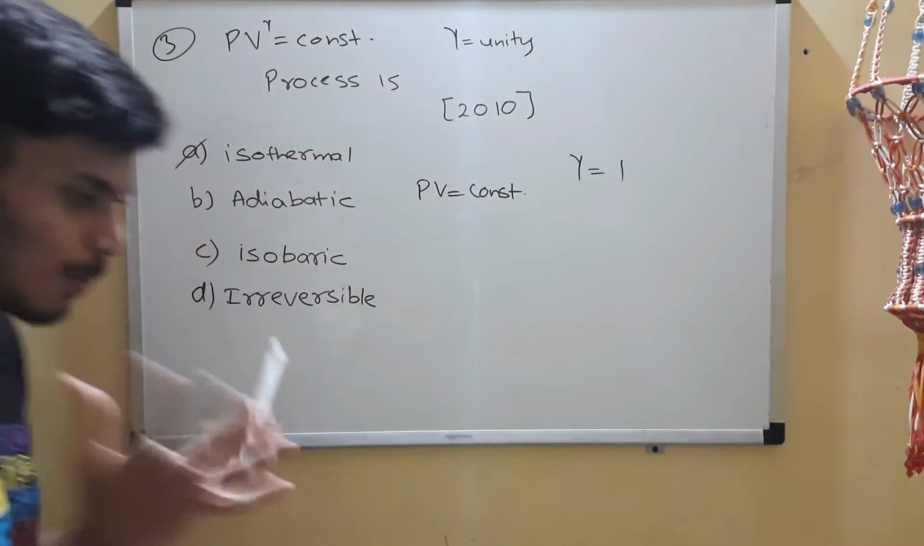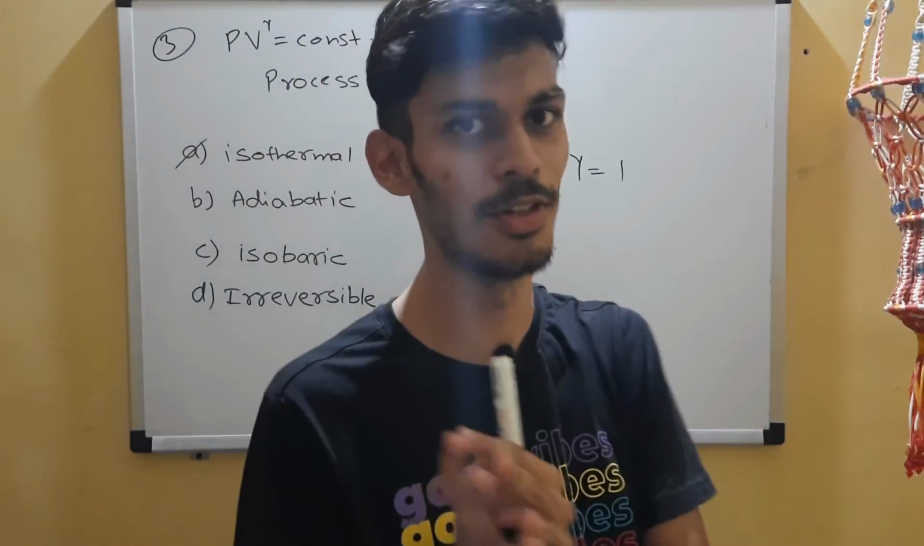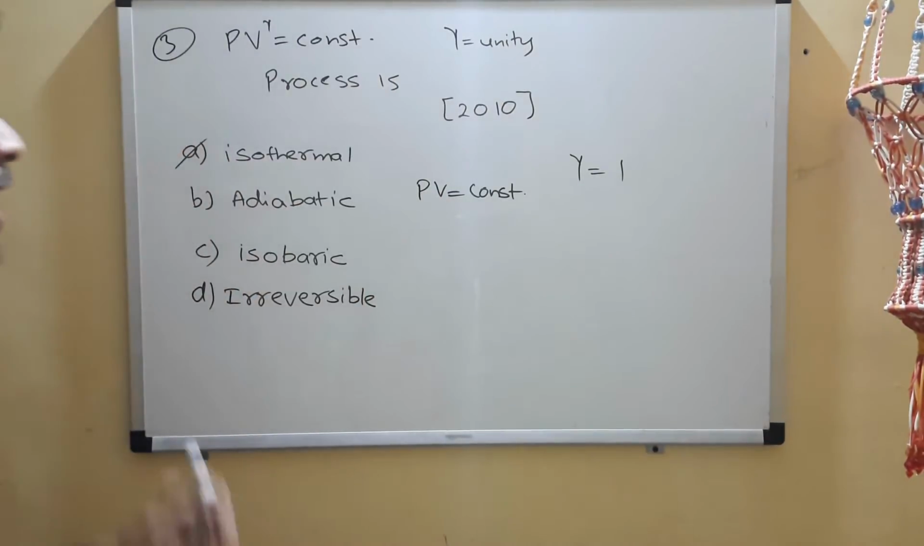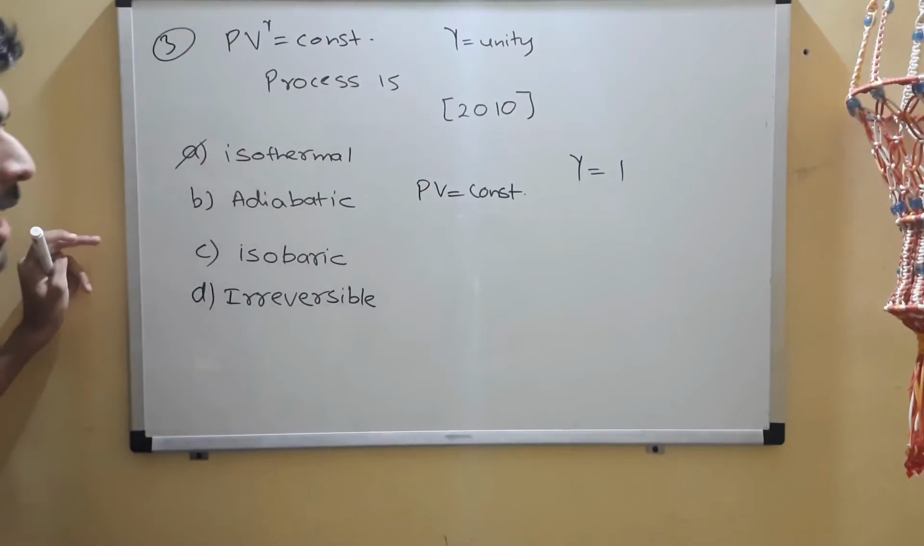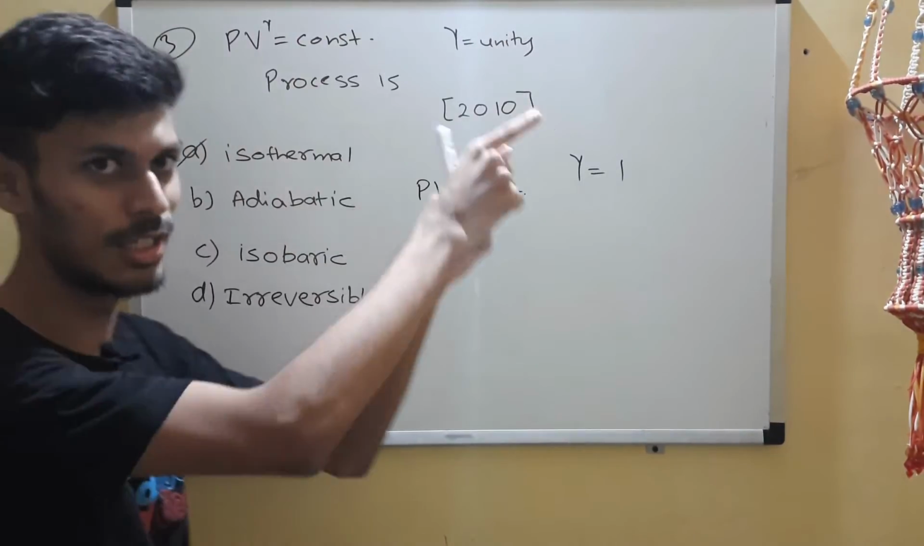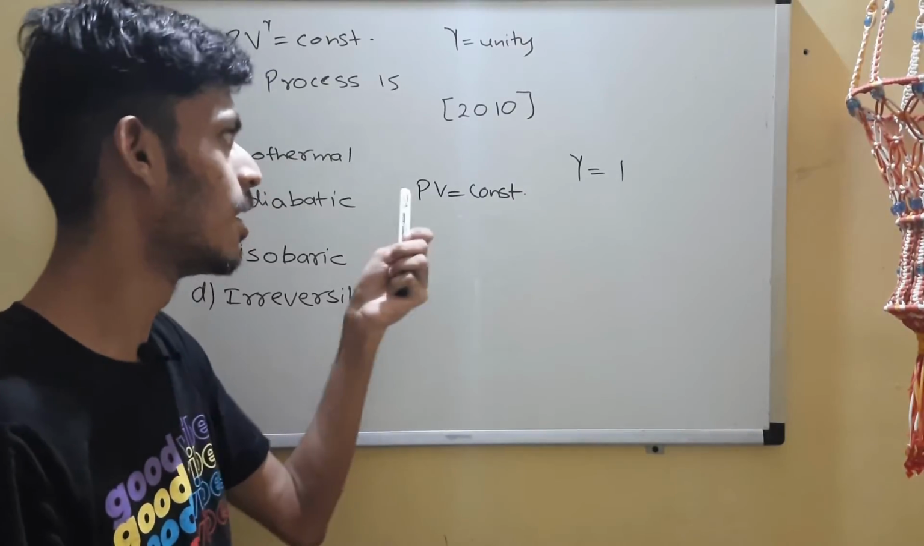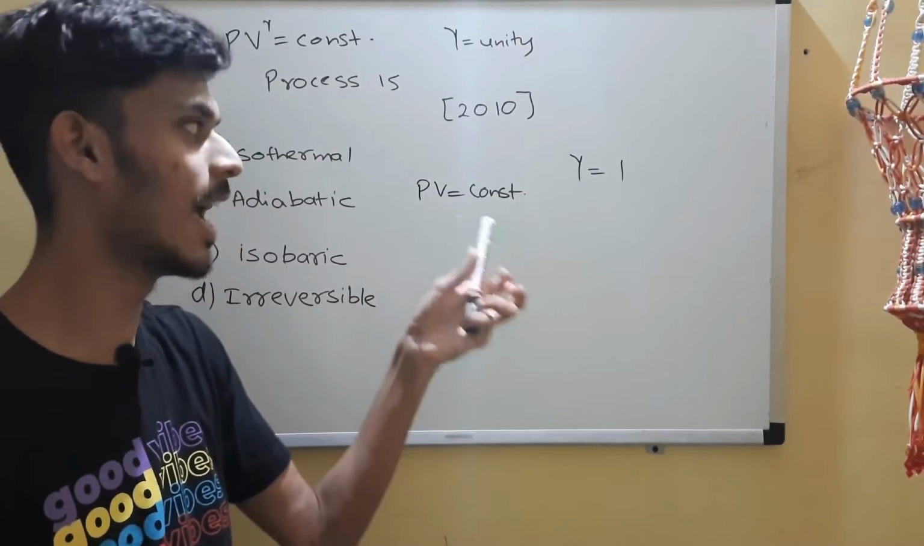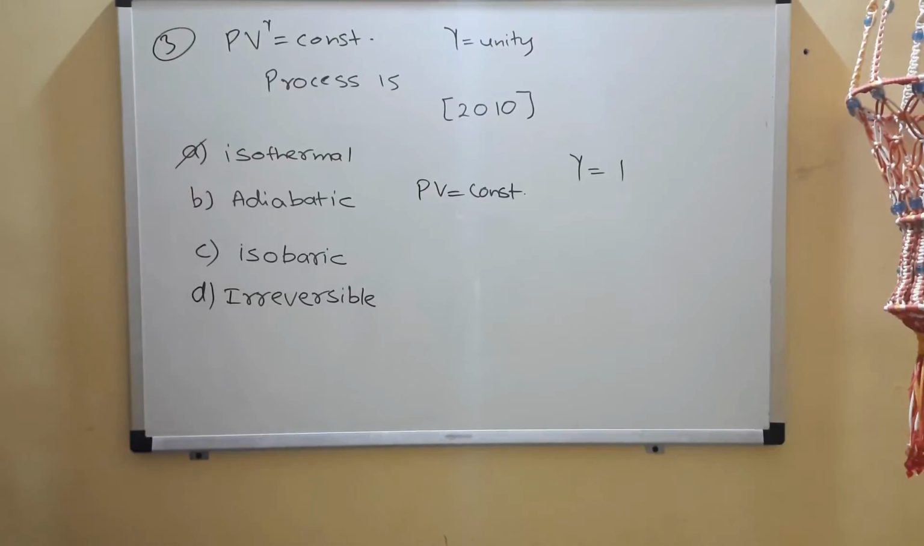Okay, the sole purpose of this question was to confuse you, to get you in a hurry and make you mark that adiabatic option. PV raised to gamma is constant, of course, but gamma value is unity, which means gamma is 1. So PV is constant, and that means it is an isothermal process.